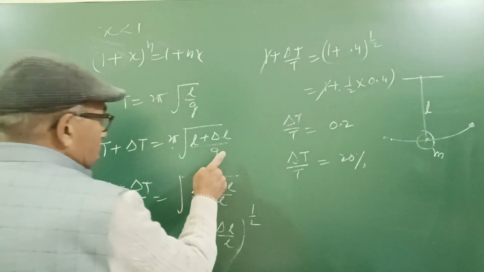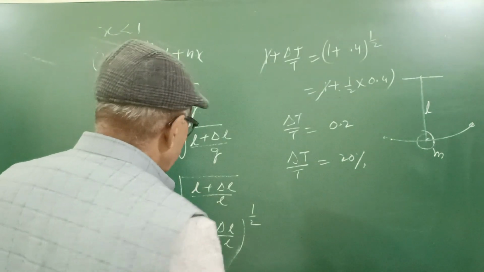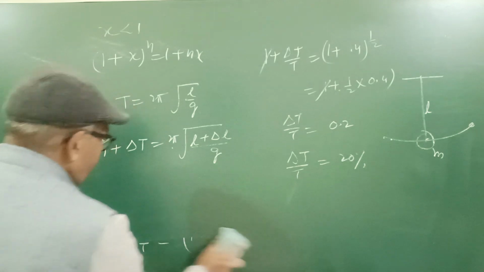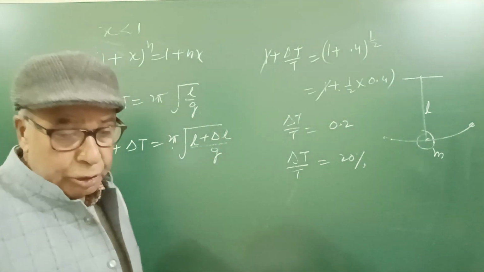If g increases, L remains the same. So g increases, time will decrease, so you will have a minus sign here. And in the same way you can proceed.